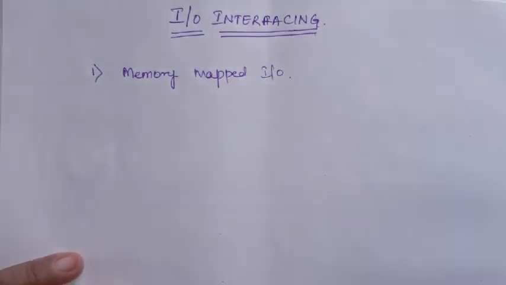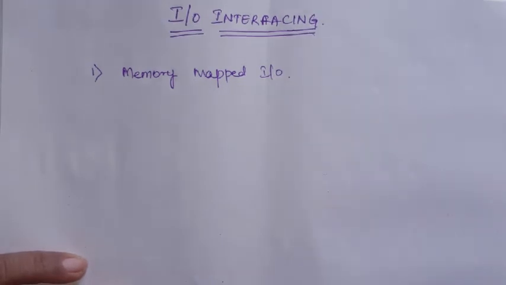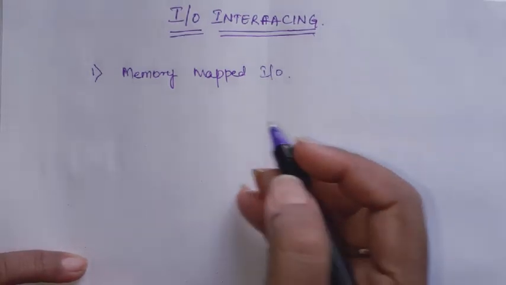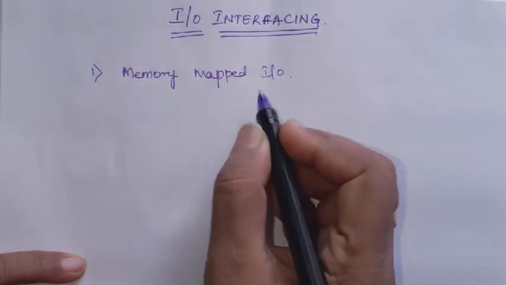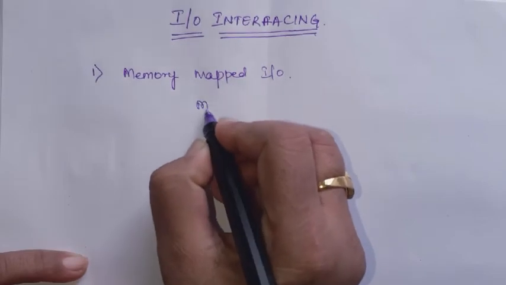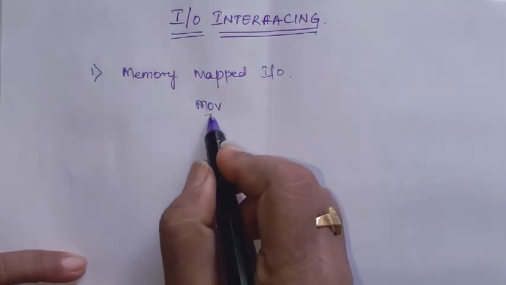So in this scheme, the I/O device is also treated as a memory location. It is accessed by the processor as if it was accessing a memory location. Okay, so here to access these I/O devices, the processor uses the same memory accessing instructions like move.